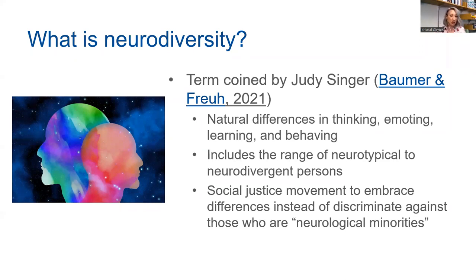So neurodiversity is a term that was coined by Judy Singer, and the purpose of the term was to ignite inclusivity in education, the workplace, and society for persons who think, emote, learn, and behave differently than the neurological majority. So currently we refer to the neurological majority as neurotypical. Now, neurodiversity also includes all types of people from neurotypical to neurodivergent. And when we talk about persons who are neurodivergent, these persons have conditions which include but are not limited to ADHD, autism spectrum, and learning disorders such as dyslexia. Next slide, please.